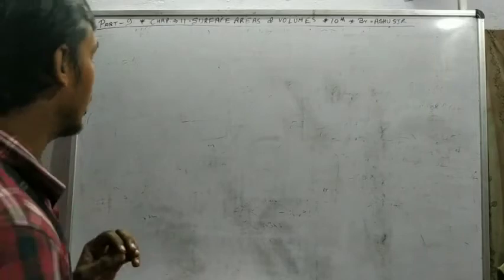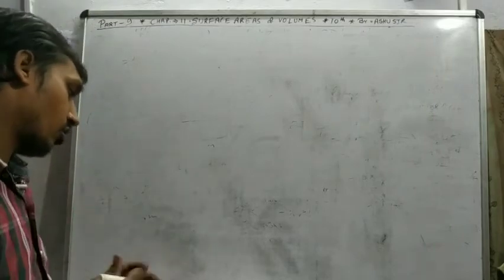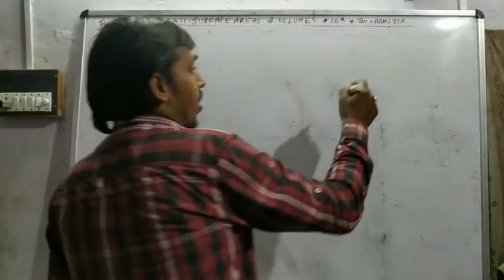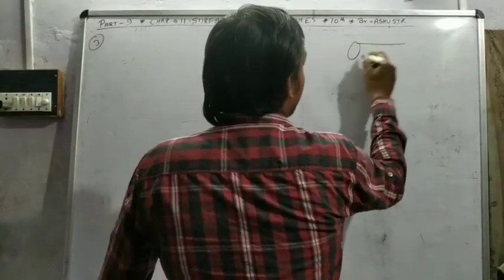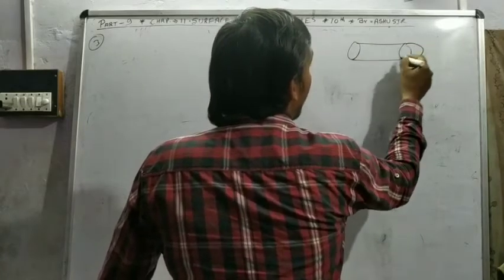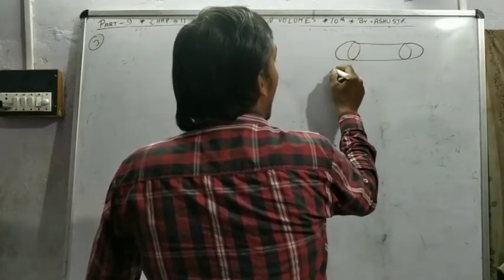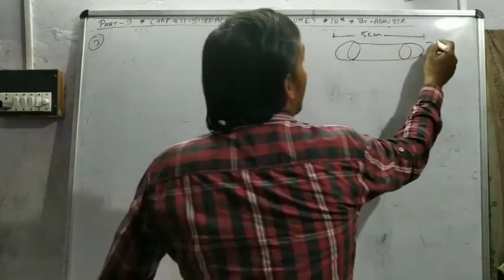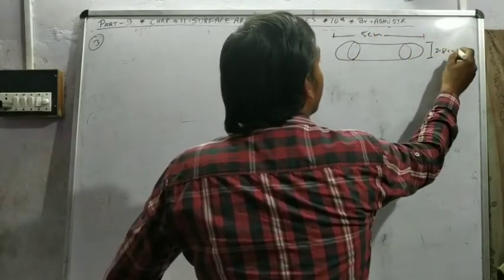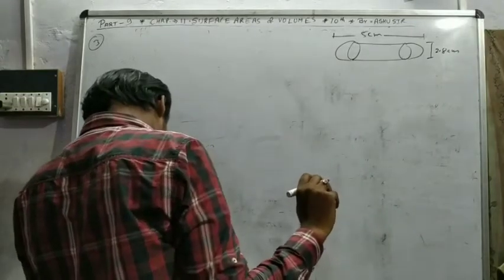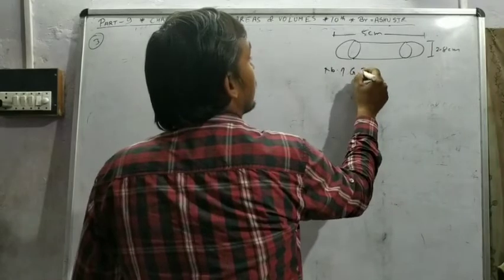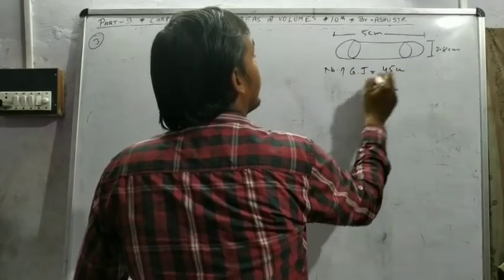I explained this question in a very different way; it is not solved anywhere. Question number 3: a gulab jamun is cylindrical in shape with two hemispherical ends, total length 5 centimeter and diameter 2.8 centimeter. The number of gulab jamun is 45.